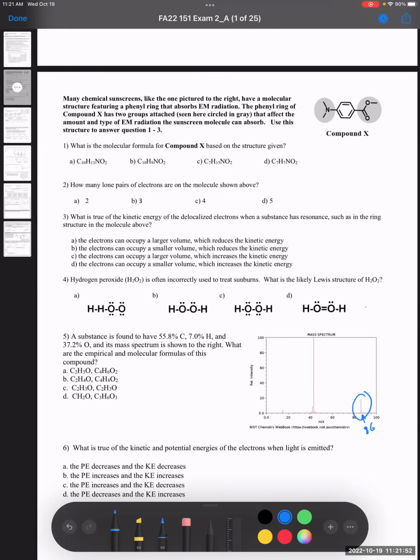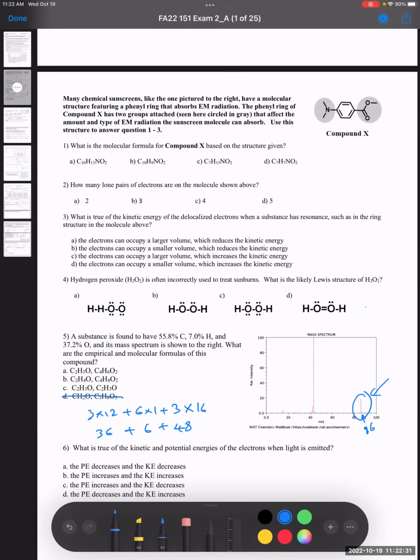Okay, and if you think about it, let's start with option D. Option D has 3 carbons, 3 times 12, plus 6 hydrogens, that is 6 times 1, plus 3 oxygens, meaning 3 times 16. If we add this up, this is 36 plus 6 plus 48, and that comes out to be 90. The molar mass here is definitely less than 90 according to the mass spectrum. Therefore, option D is out.